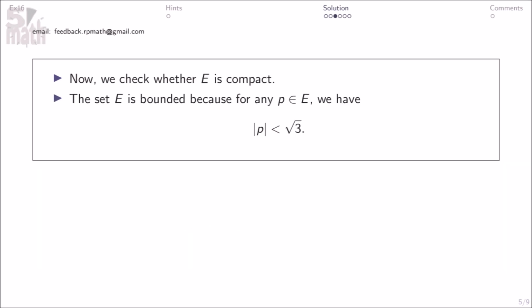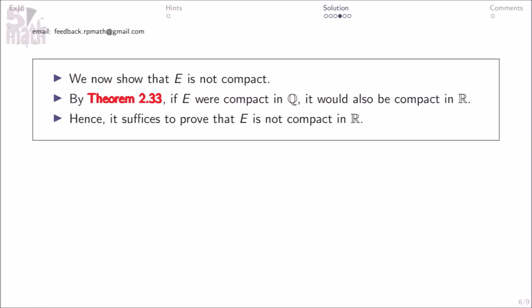Now we check whether E is compact. The set E is bounded because for any p in E, we have absolute value p less than square root 3. We now show that E is not compact. By Theorem 233, if E were compact in Q, it would also be compact in R. Hence, it suffices to prove that E is not compact in R.